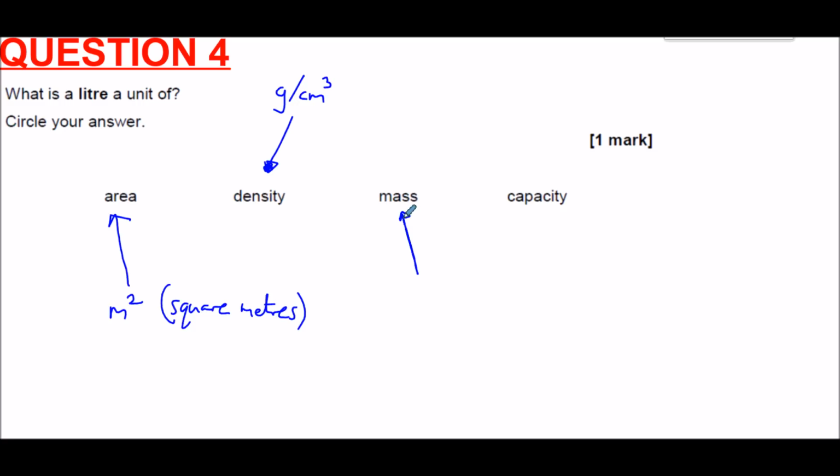Mass? Certainly not. Litre isn't a unit of mass. Mass is something like kilograms or grams. Litre is a measure of capacity. It's a liquid unit, so a litre is a measure of capacity. It tells us, for example, how much a bottle of water can hold. So it's a measure of capacity, so that's all we need to circle.